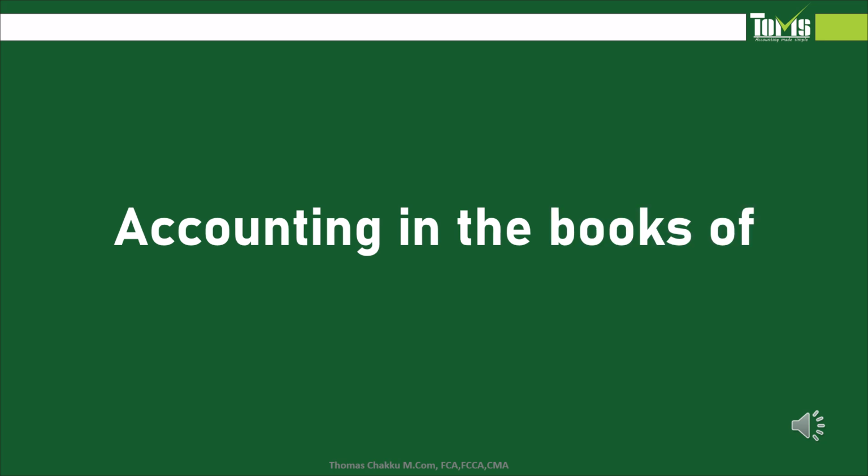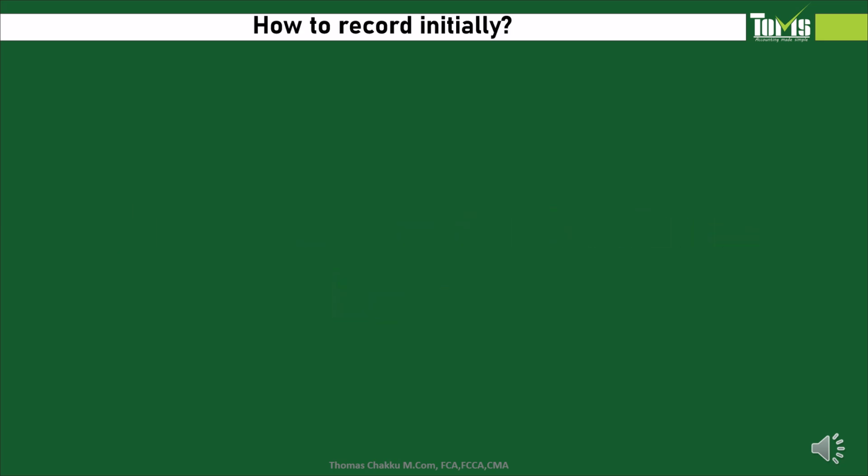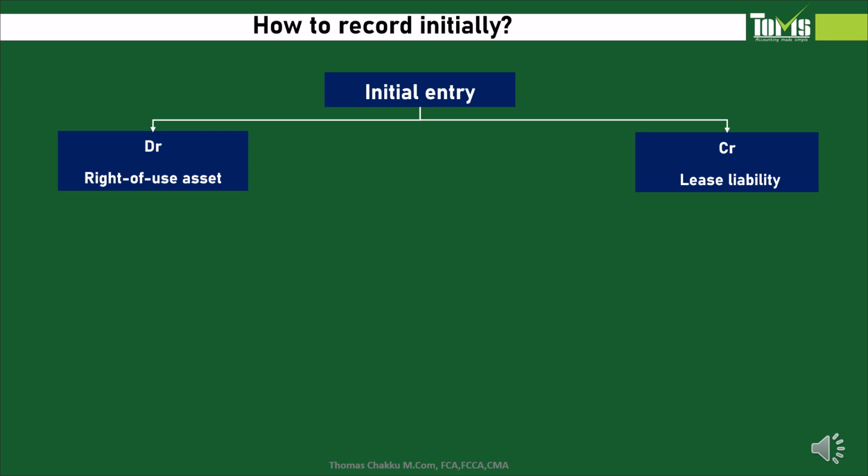Now, let's see, if there is a lease contract, how accounting is done in the books of the lessee. First, let's see how to record initially. That's at the start of the lease. Right of use account is debited, and lease liability is credited.